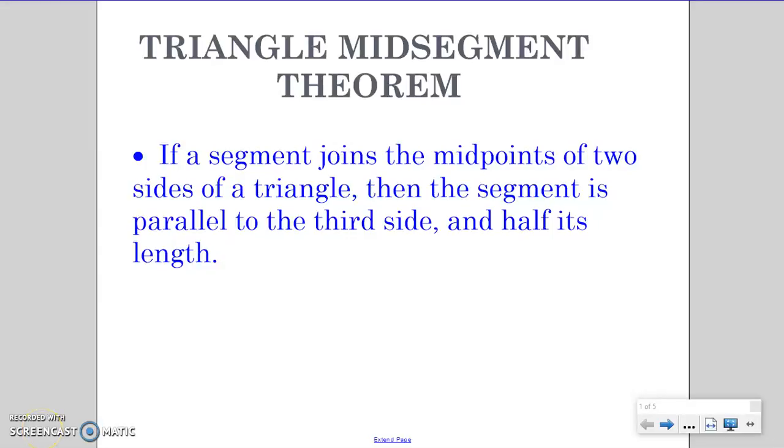This video lesson is going to discuss the Triangle Midsegment Theorem and its relation with similar triangles as we've been discussing in class the past few days. So this is your definition, what the Midsegment Theorem actually tells us. And we're going to look through some examples and see how this applies.